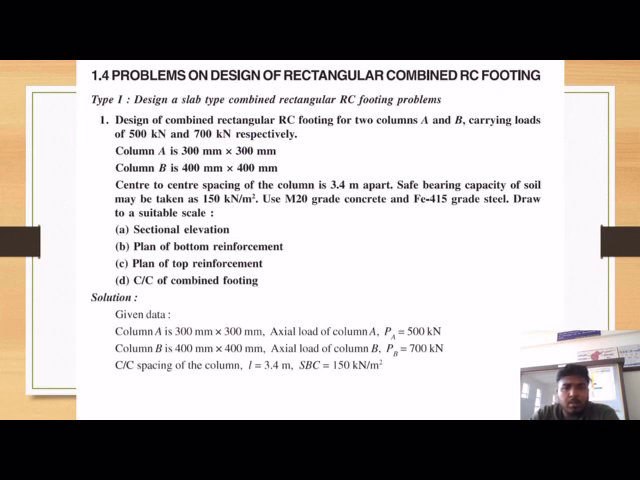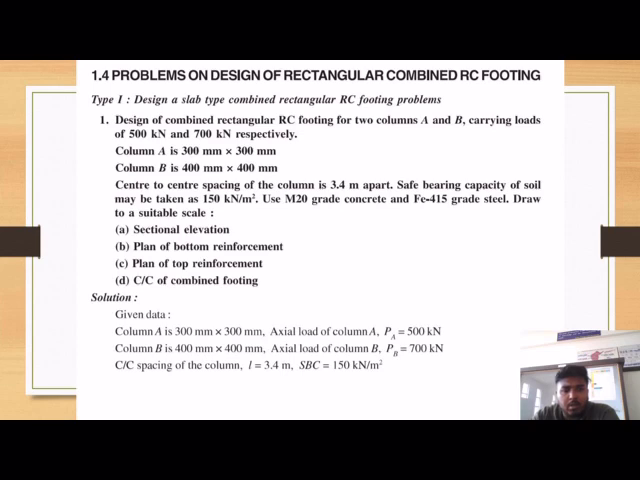These are the problems on design of rectangular combined RC footing. Type 1. Design a slab combined rectangular RC footing problems. Design of combined rectangular RC footing of two columns A and B carrying loads of 500 kN and 700 kN.